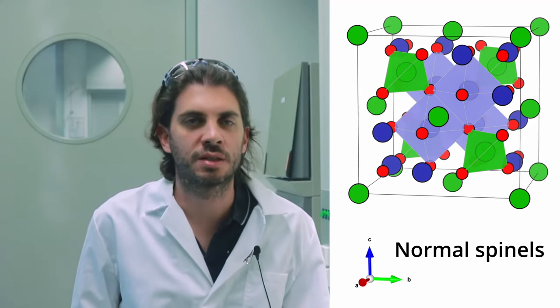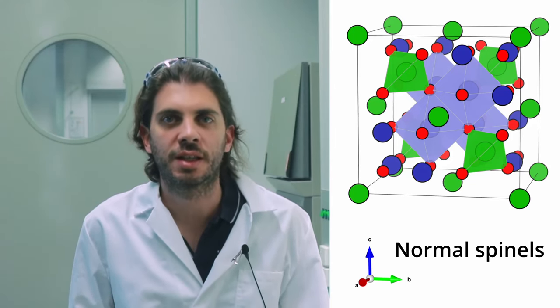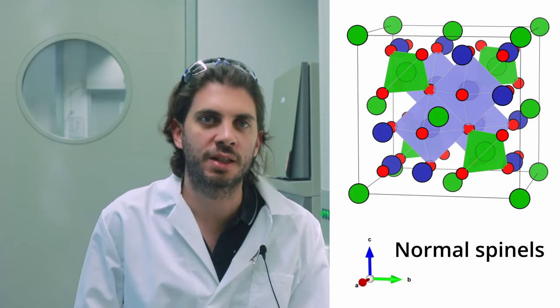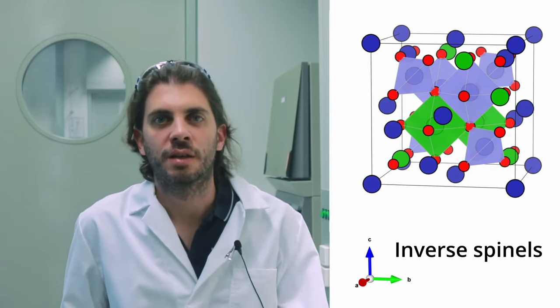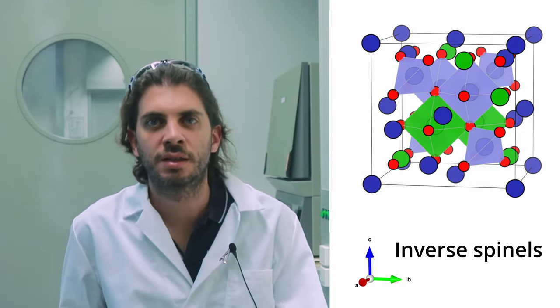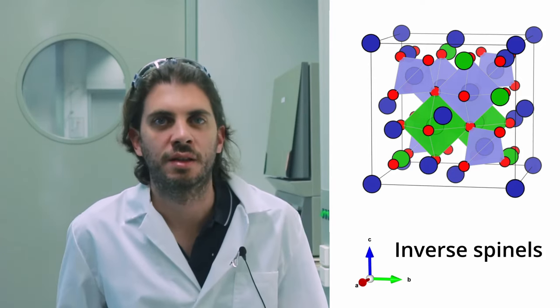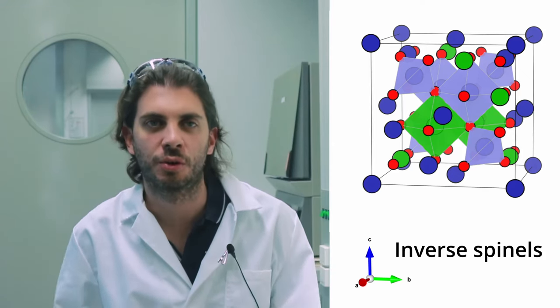In normal spinels, such as Co3O4, the divalent cations occupy tetrahedral sites in the lattice, and the trivalent cations occupy octahedral sites. Whereas in inverse spinels, such as magnetite, the divalent cations are in the octahedral sites, and the trivalent cations can occupy both tetrahedral and octahedral sites. Additionally, there are cubic and tetragonal spinels, which have a different structure.